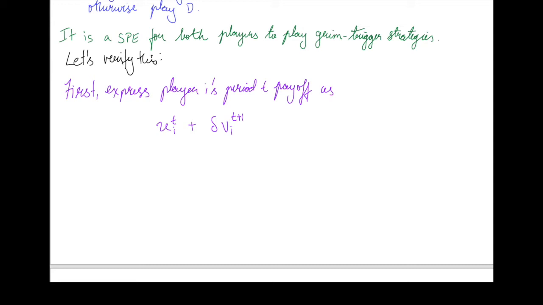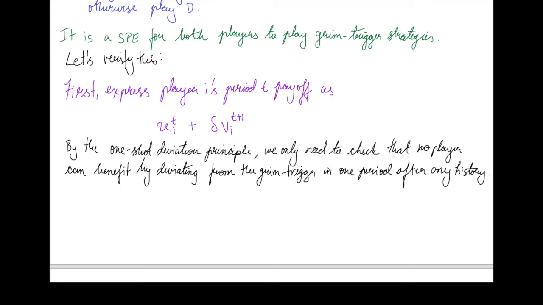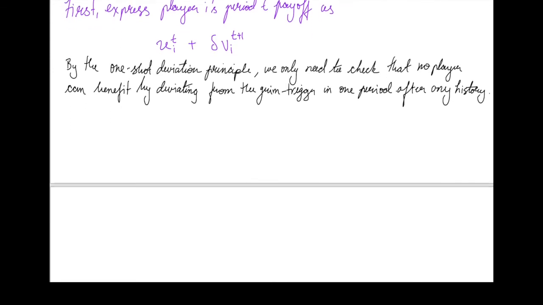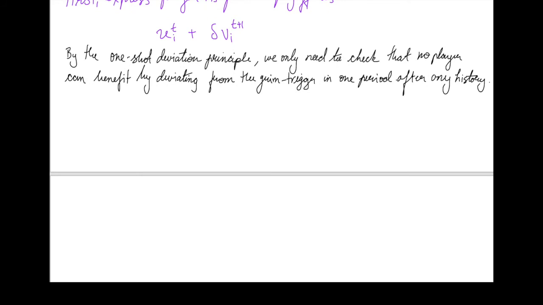So we're going to use the one-shot deviation principle to check that neither of the players has an incentive to deviate, no matter what the history is. So all we have to check is that deviating from the Grim Trigger strategy is never beneficial after any history in a given period. So let's start with the history where somebody has played something other than C, and so Grim Trigger tells you to play D.